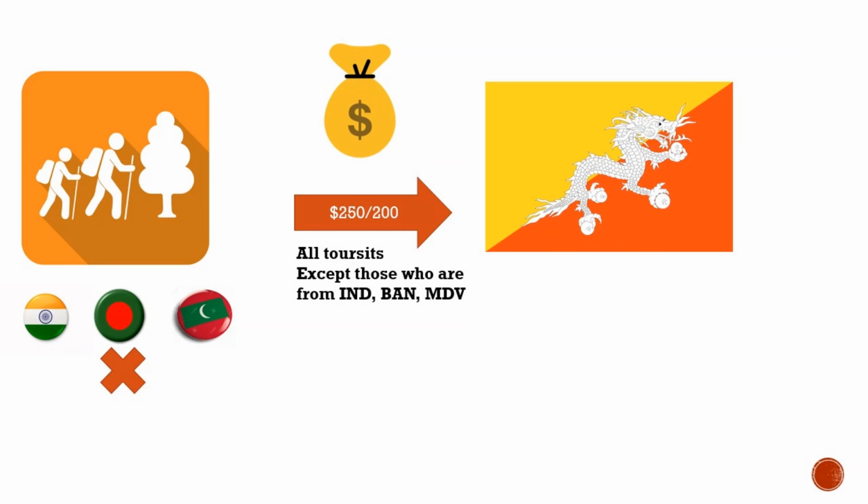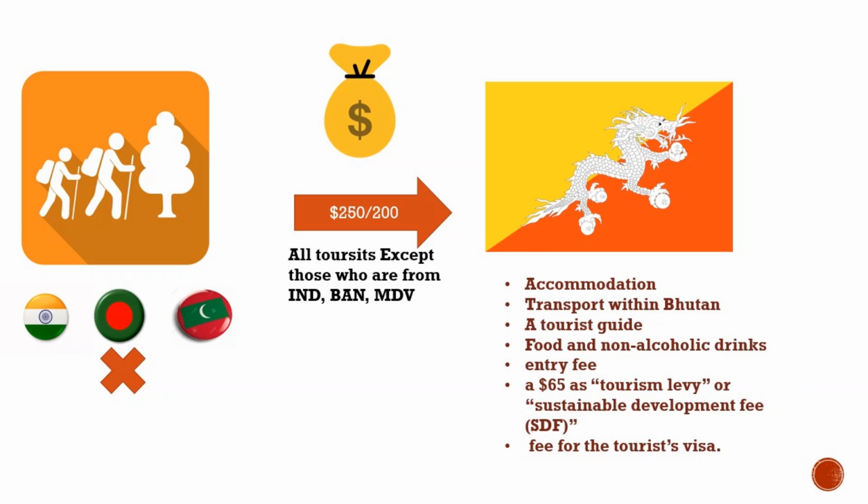As of now, all foreign tourists who visit Bhutan, with the exception of Indians, Bangladeshis and Maldivians, have to pay $250 per person per day in the high season and $200 per person per day in the low season to the government of Bhutan. This covers their accommodation, transport within Bhutan, a tourist guide, food and non-alcoholic drinks, entry fee, and $65 as tourism levy, a sustainable development fee, and the fee for the tourist visa. In effect, this is a tourist all-inclusive daily expenditure in Bhutan with only the cost of flying in and out of the country, shopping and alcohol excluded.